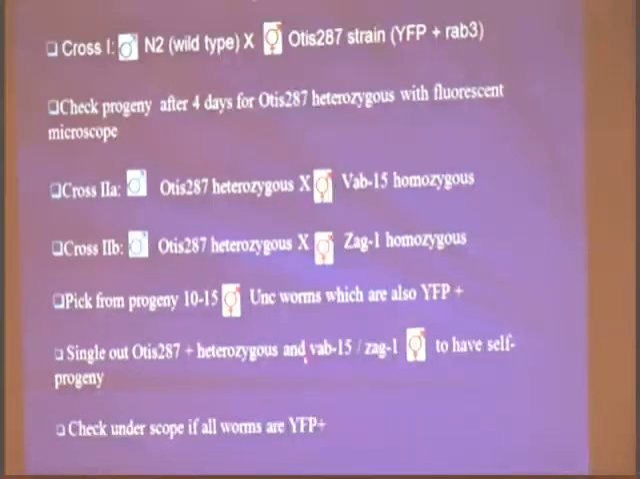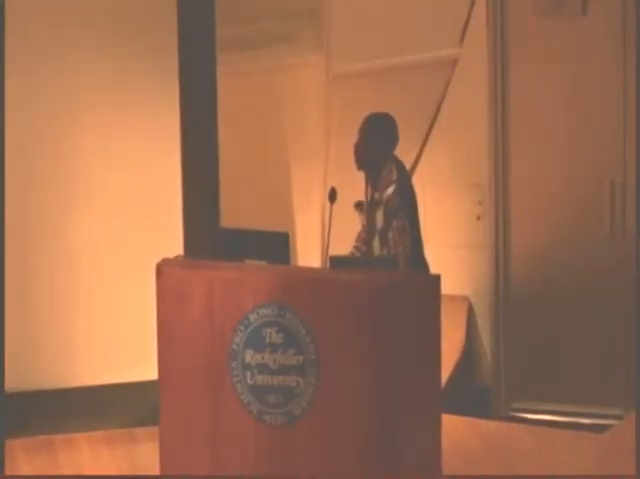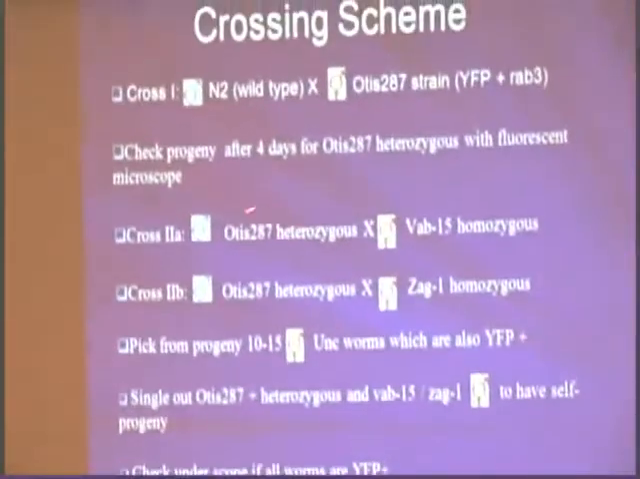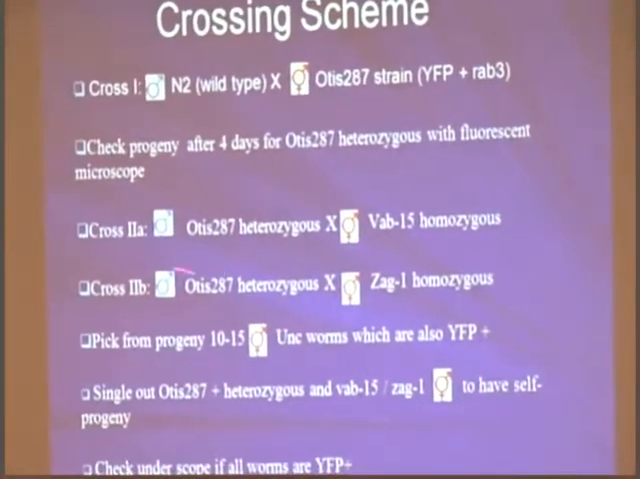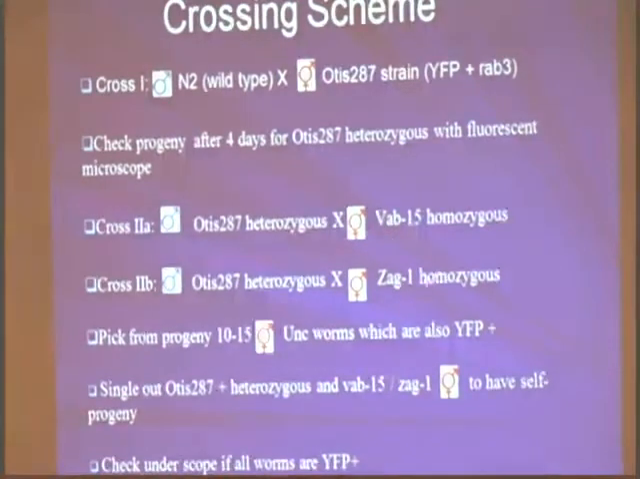Then we singled out each one to find out if all the progeny was homozygous or heterozygous. And then we have to go to the fluorescent scope to see if they were YFP positive. And the main objective is to actually have the 515 and the OTIS, both of them homozygous, and the OTIS 27 and the ZAG1 homozygous.